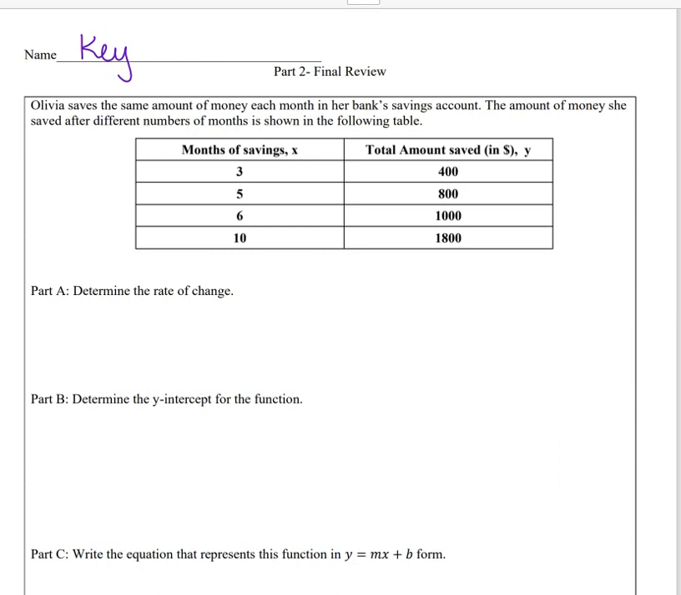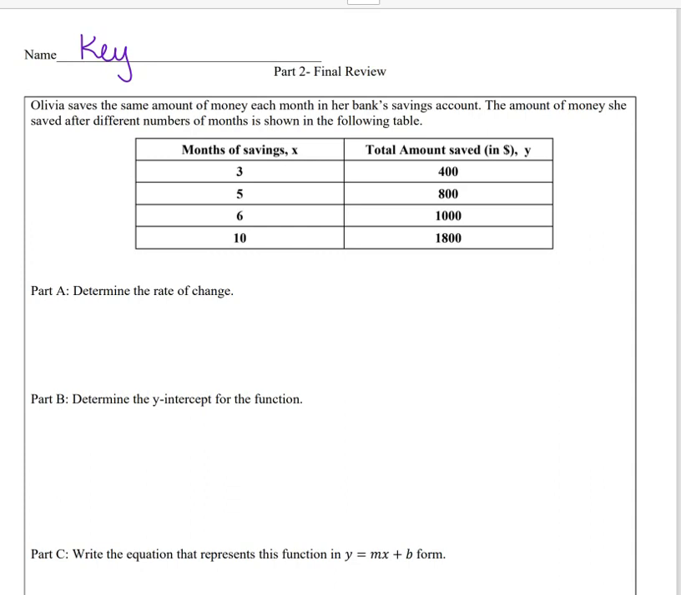So here we have: Olivia saves the same amount of money each month in her bank's savings account. The amount of money she saved after a different number of months is shown in the table below. On the left-hand side we have x, which is the number of months that she's saving, and on the right we have y, which is the total amount that she has saved.